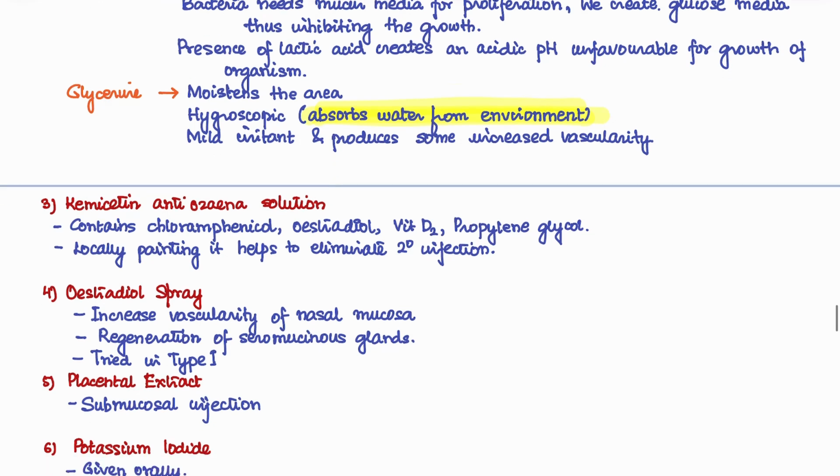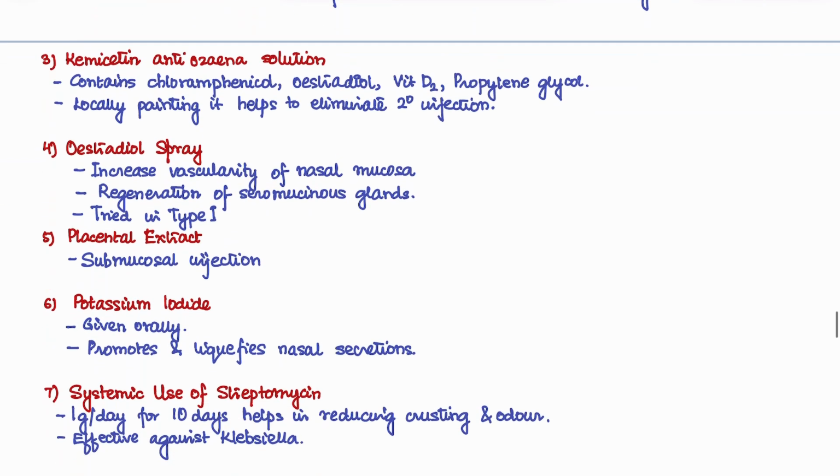There are other medical treatments like Chemicitin anti-ozena solution, which can help in eliminating secondary infection. Estradiol spray, which increases vascularity of the nasal mucosa. This is, however, helpful only in type 1 and not in type 2. Then there is submucosal injection of placental extract, oral potassium iodide, and systemic use of streptomycin, which is used 1 gram per day for 10 days, and this can help in reducing the crusting and the odor. This is very effective against Klebsiella ozaenae. This is all about the medical treatment.